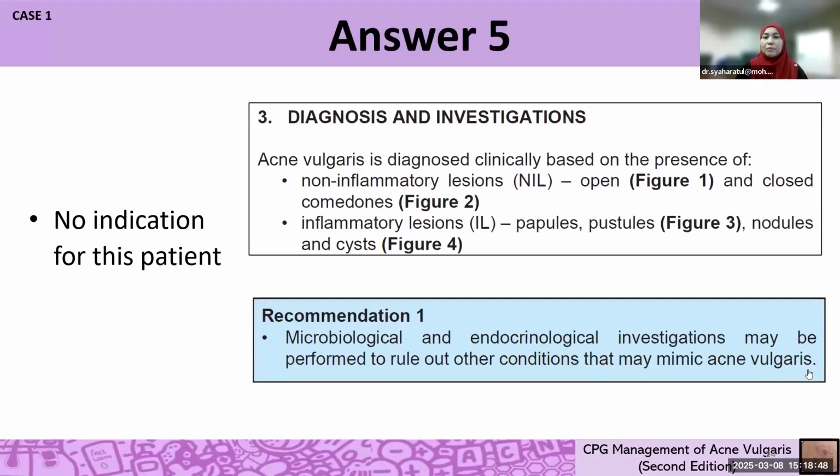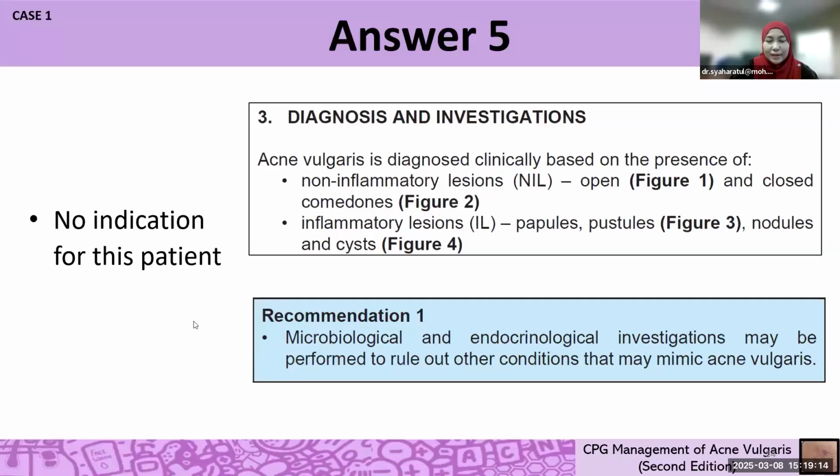As you can see from Dr. Evelyn's presentation just now, sometimes we can't differentiate whether it's a fungal folliculitis or whether it's bacterial folliculitis. So those are the instances when we want to do swab C&S, but not in this case because her acne is very mild. So are you all doing good so far?